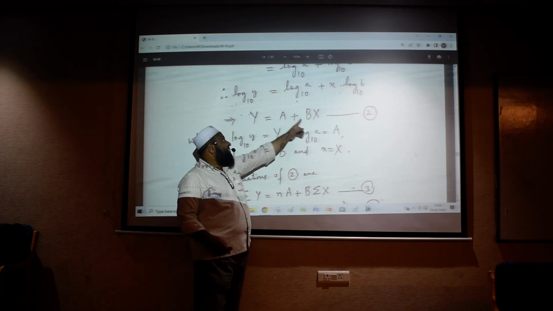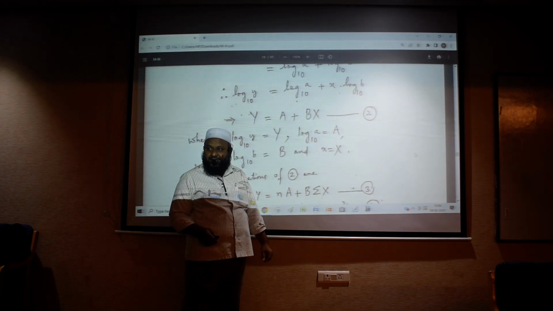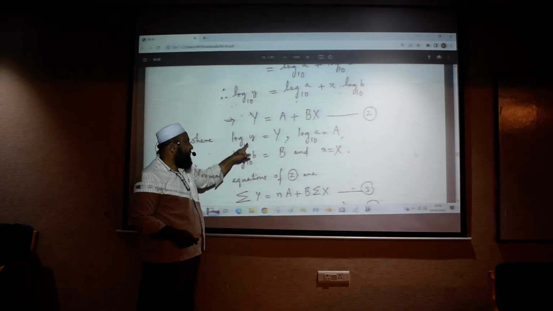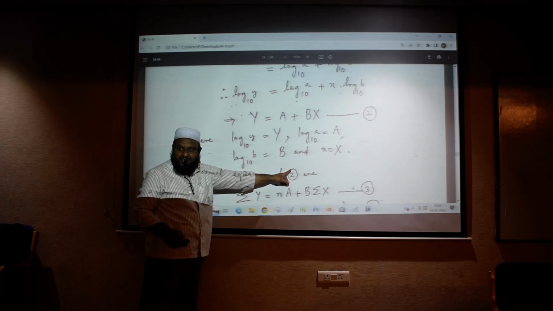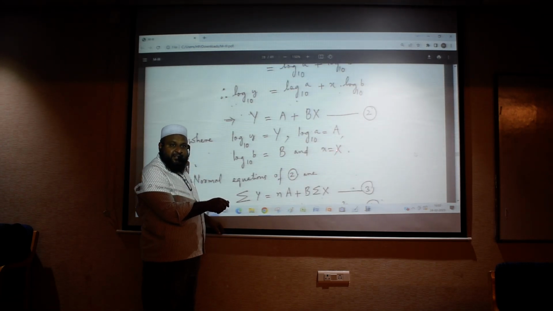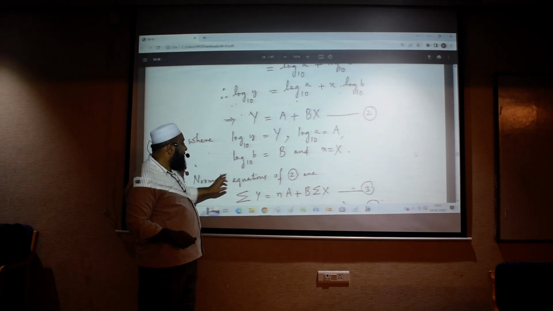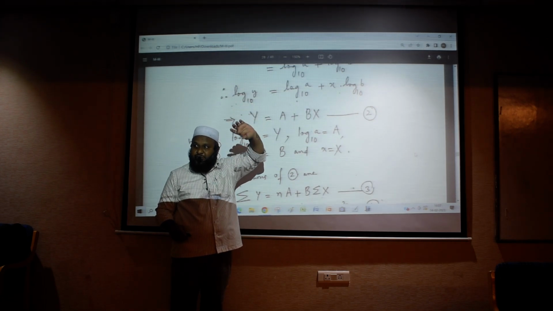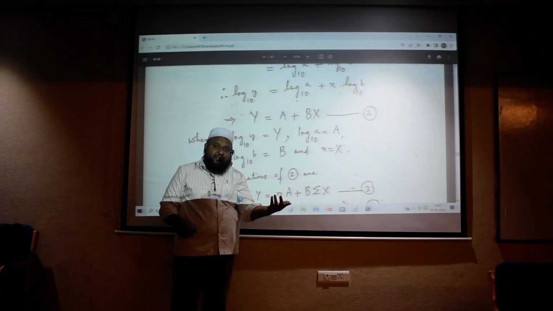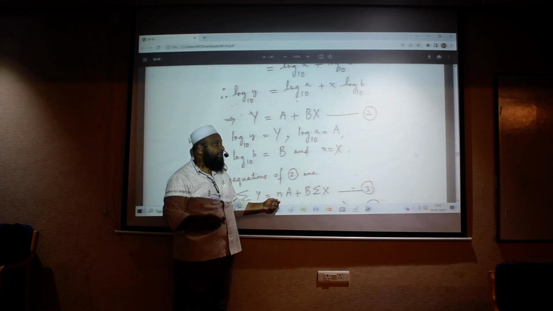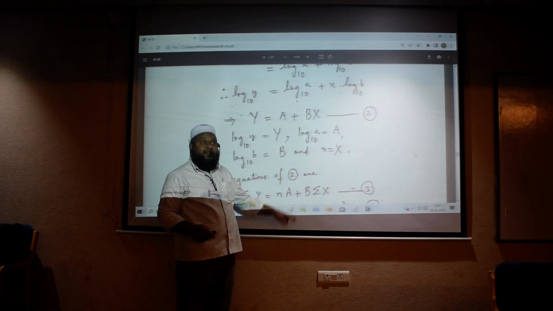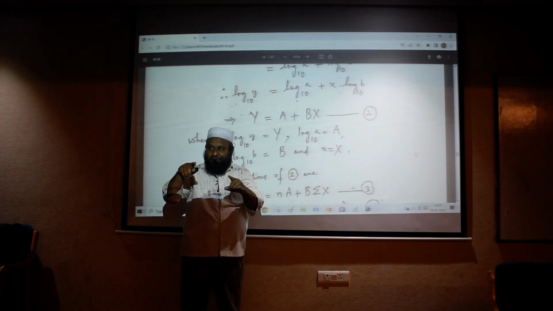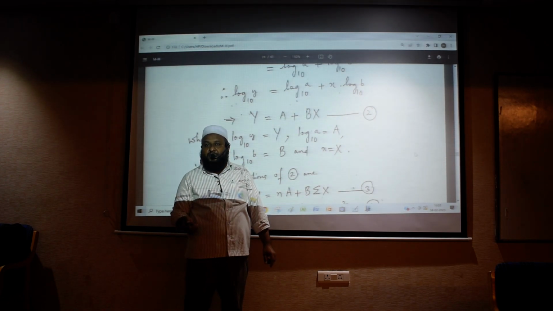Now when the variables are x and y, we know how to find a and b. So we will apply normal equations. Capital Y is log of small y base 10, and small x we have taken equal to capital X. First it was in power form; we have converted it to straight line form by applying logarithm. So we need to find capital A and capital B. Then there is a link between capital A and small a, capital B and small b. Using that link we can calculate small a and small b.